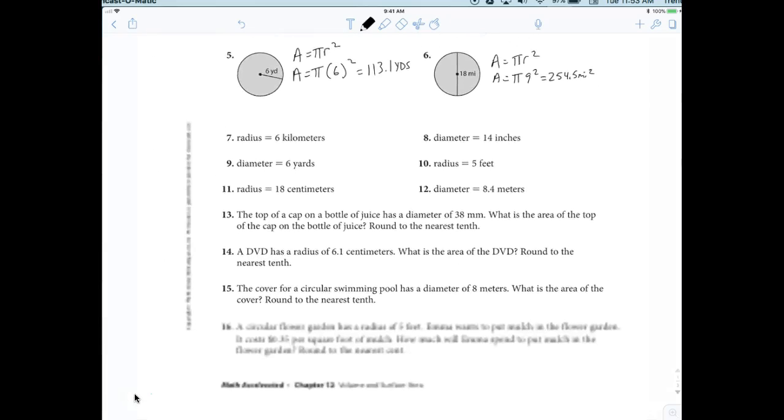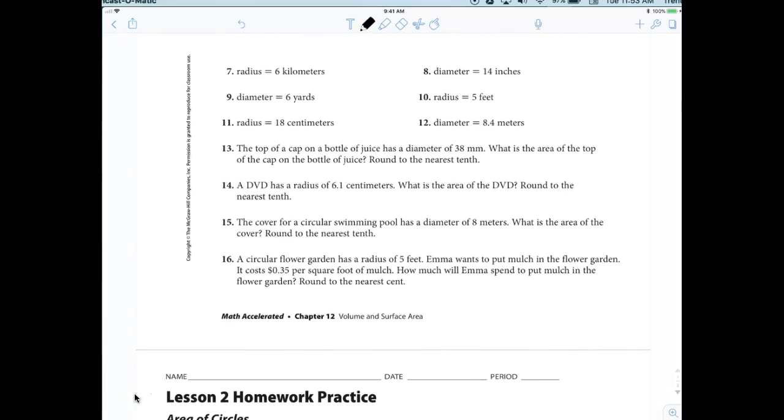Okay, now I want to look at a couple of the word problems real quick. We're going to drop down to question number 15. Question 15. Madeline, read it to me. The cover for a circular swimming pool has a diameter of 8 meters. What is the area of the cover?